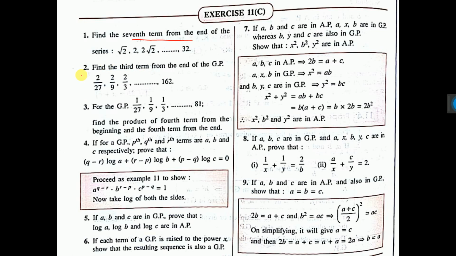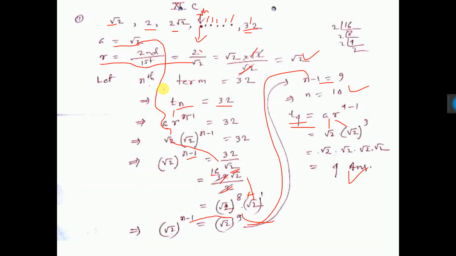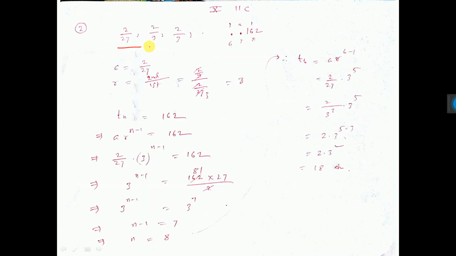If I do the second sum, you will understand more. Find the third term from the end. That means the same type of sum. See, these are the terms. A is the first term, r means second by first, that is this by this, 3. Now the last one you consider the nth term. So a into r to the power n minus 1 equals this. Put the value of a, take that to the right side, it will be multiplied and 2 will be divided.